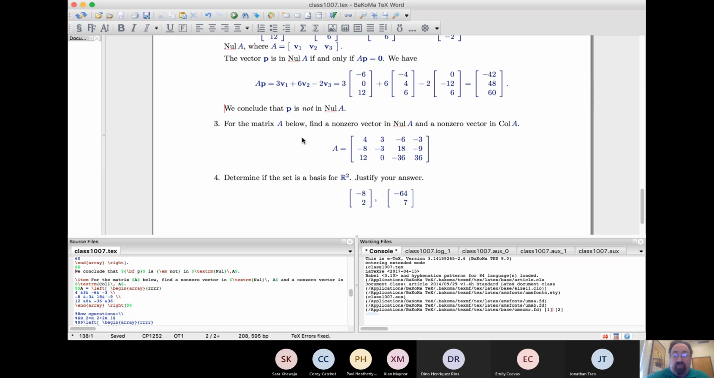Here, the problem goes in reverse. In the previous two problems, you were given a certain vector, and the task was to determine if it belonged to the null space or column space of a given matrix. Now the goal is to find vectors in those spaces for a given matrix A. To find a vector in a null space, we have to find a solution of AX equals 0.